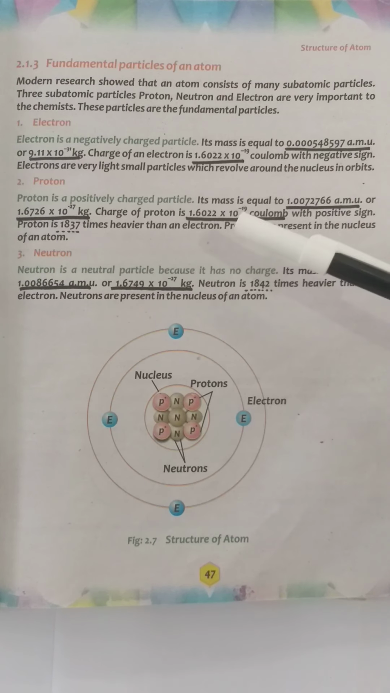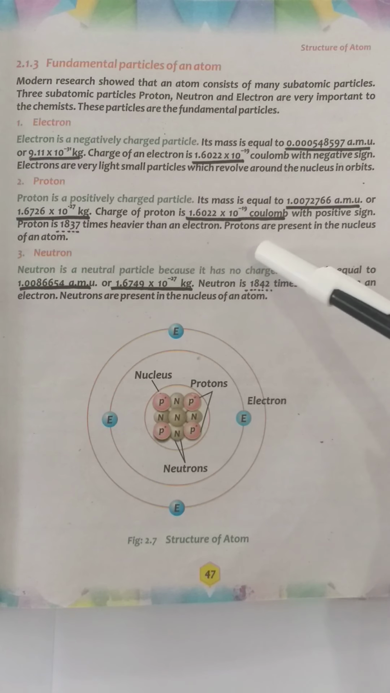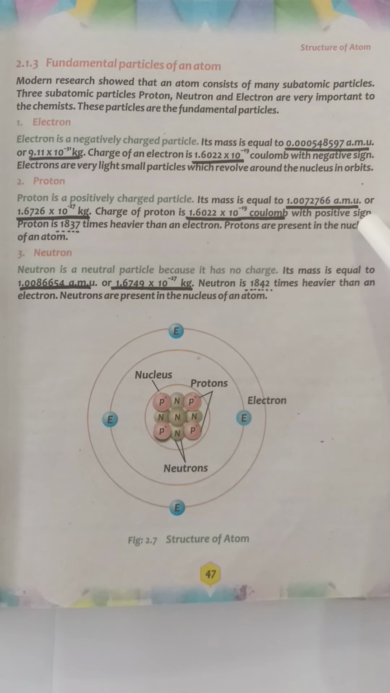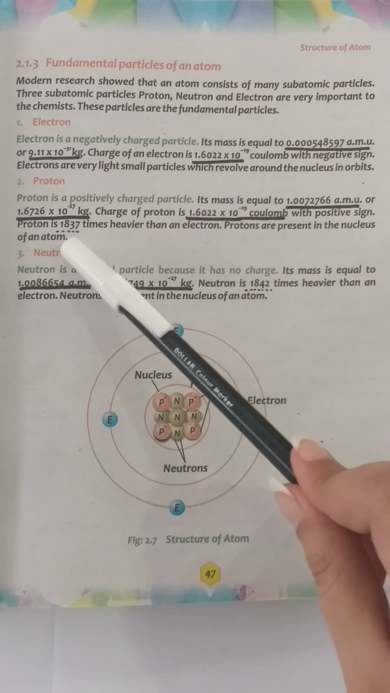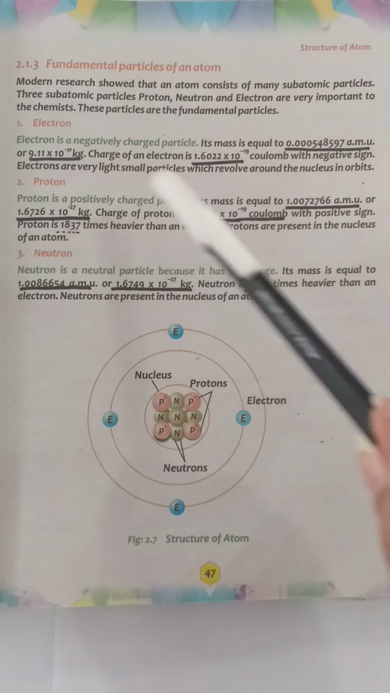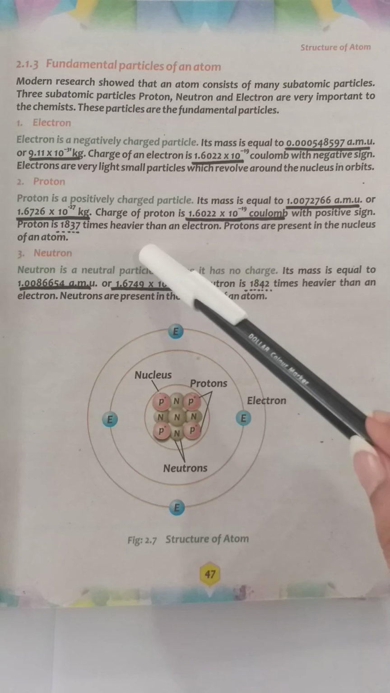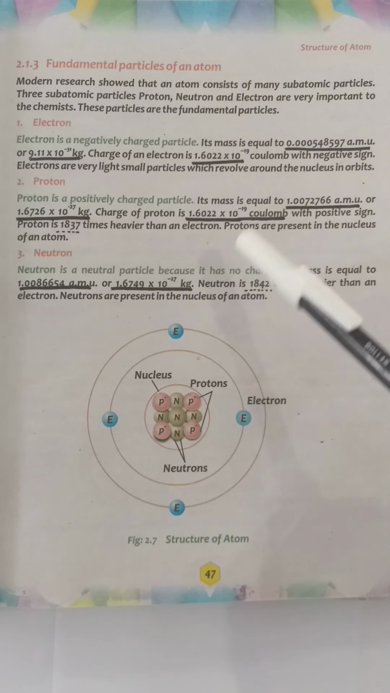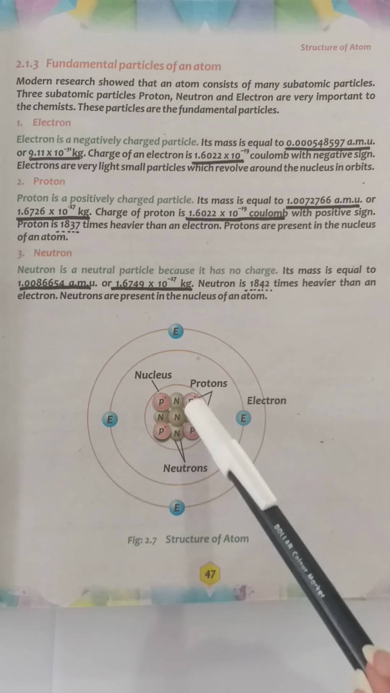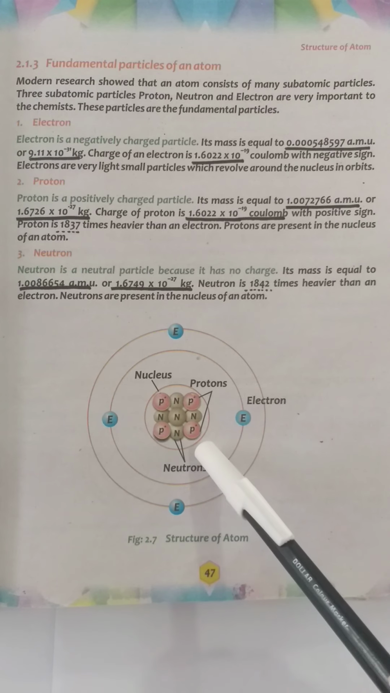Here you can see that the charge of the electron and proton are the same, but the only difference lies in the sign, that is the negative sign and the positive sign. Proton is 1837 times heavier than an electron. We have already read that electrons are very small light particles, so protons are heavier as compared to the electrons. Protons are present in the nucleus of an atom, denoted by P+. So these are the protons which reside inside this nucleus.